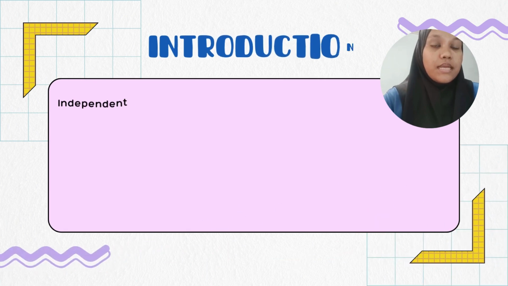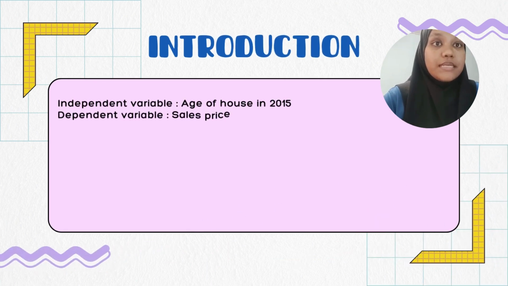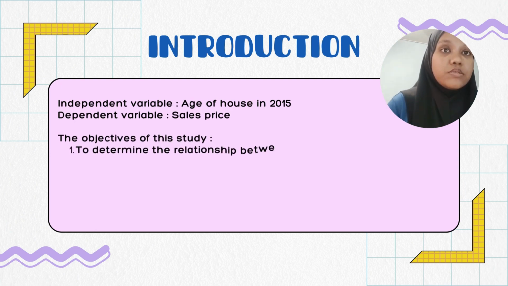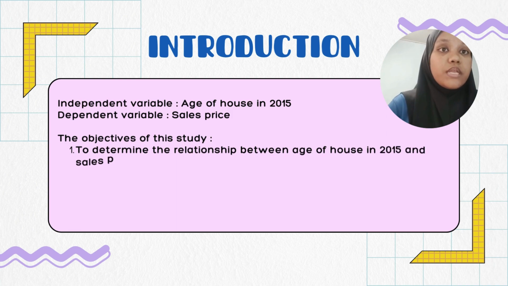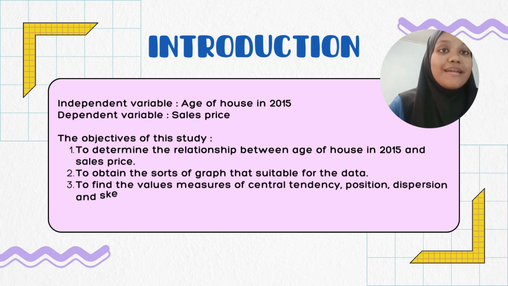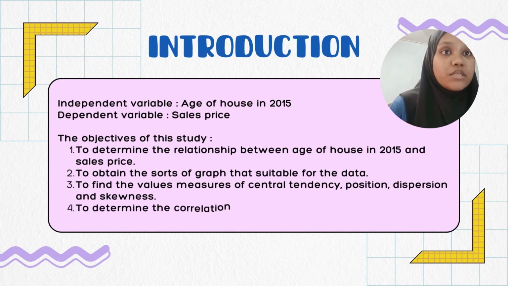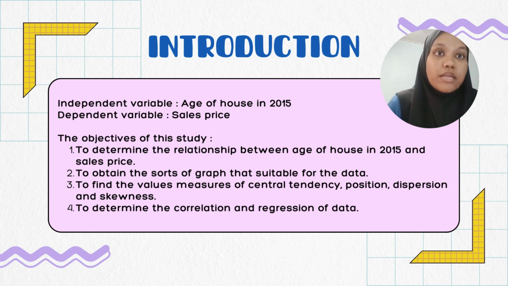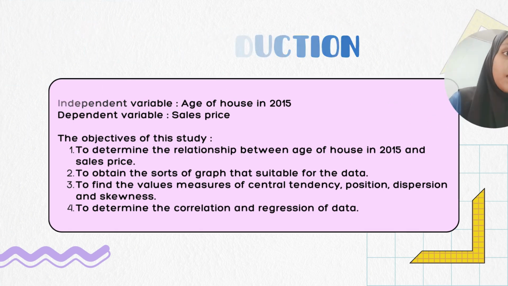Based on this study, the independent variable is age of house in 2015. The dependent variable is sales price. The objective of this study is to determine, next, to obtain the suitable graph for the data. Next is to find the measures of central tendency, position, dispersion, and skewness. Next is to determine the correlation and regression of the data.